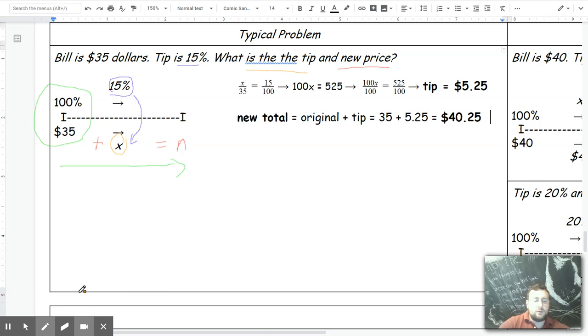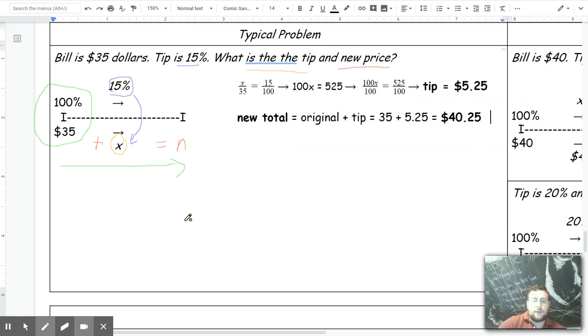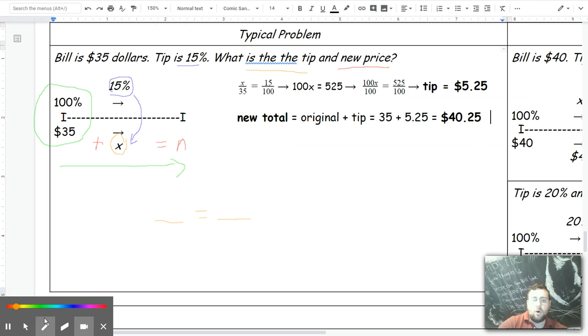The next thing I want to do, according to the instructions, is to set up an is-of setup, right? Like the fractions like that. So I'm going to do that, and you see me doing that. Okay. The next thing I want to do is put the 100 in place. That's the part that's always there. You're always going to put that 100 there. And so I put the 100 in place.